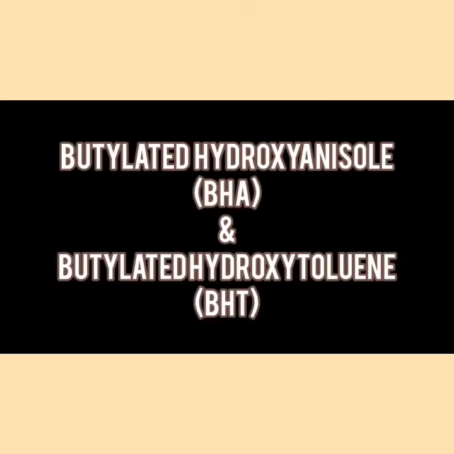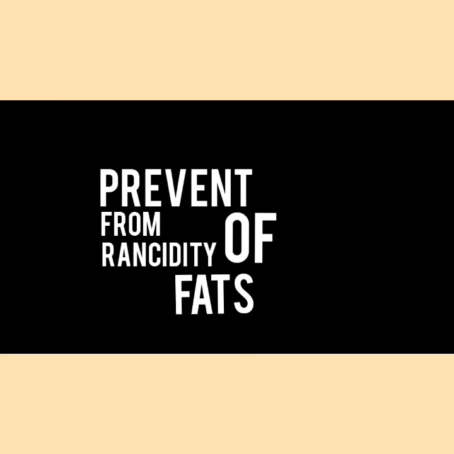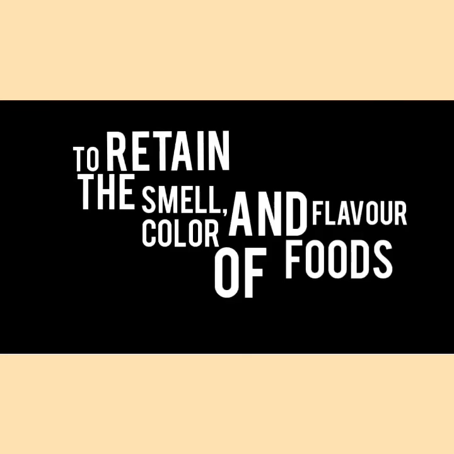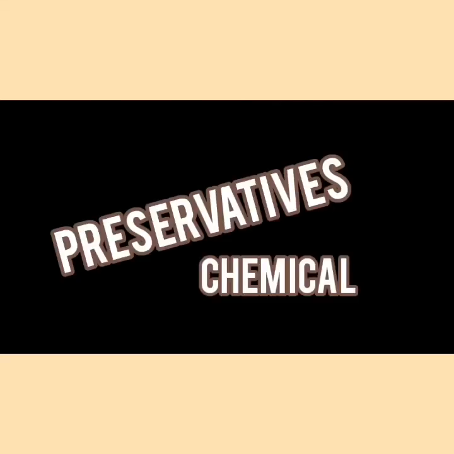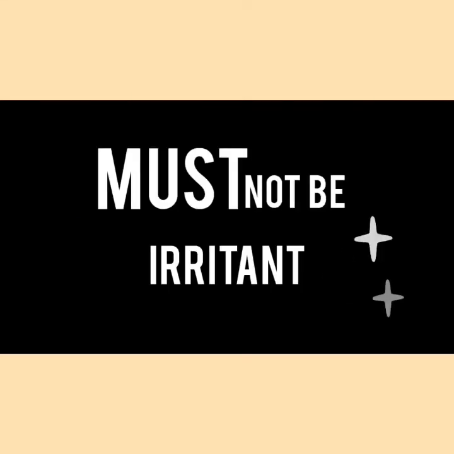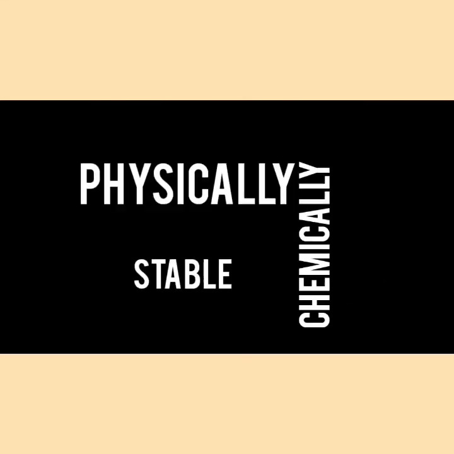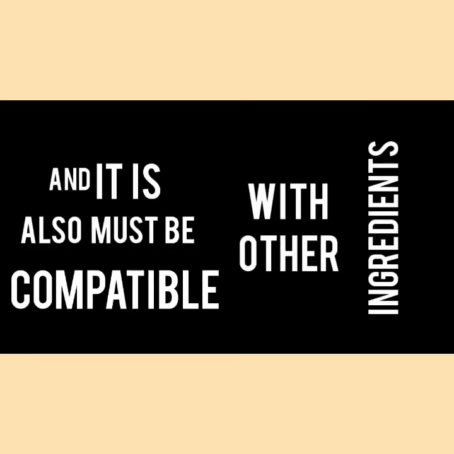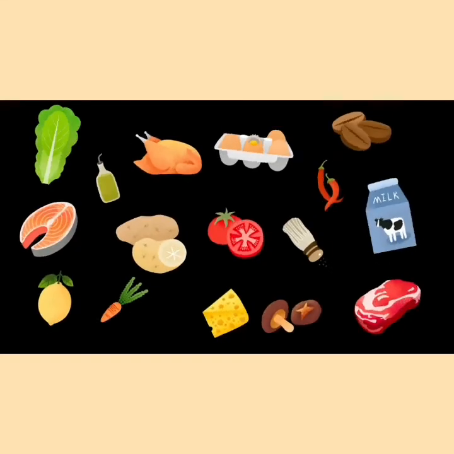The antioxidant chemicals like BHA and BHT are used to prevent rancidity of fats and to retain the food's smells, colors, and flavors. All these preservative chemicals must be non-irritant, non-toxic, physically and chemically stable, and must also be compatible with other ingredients.